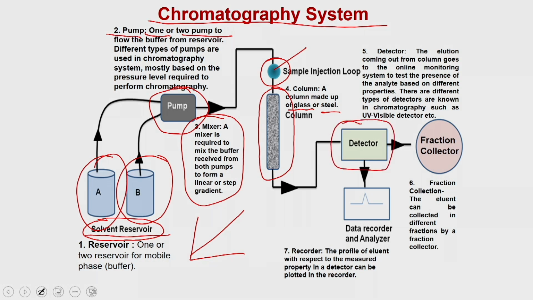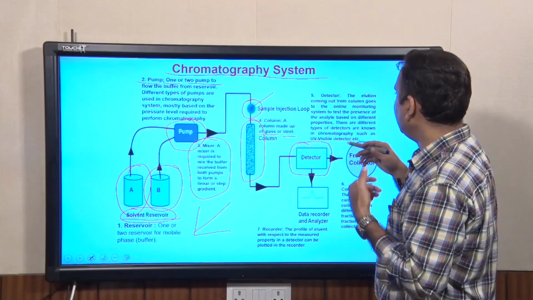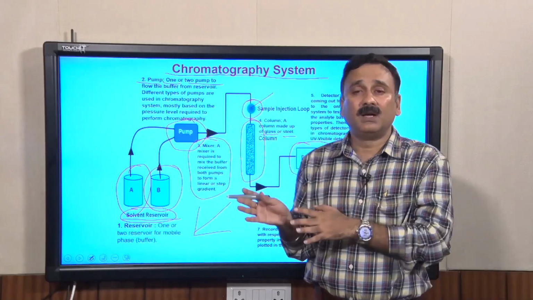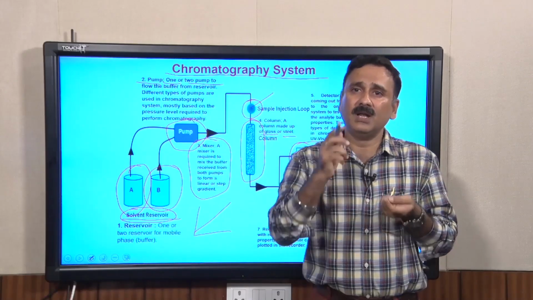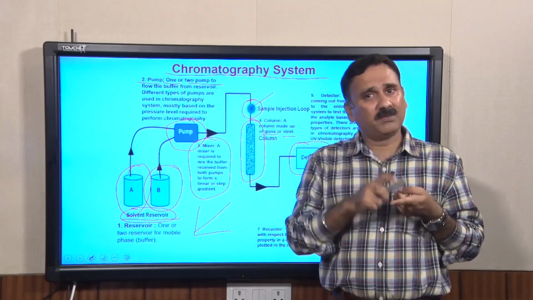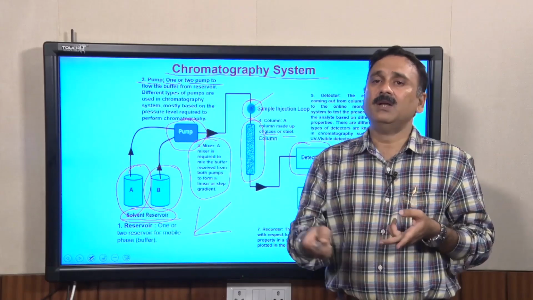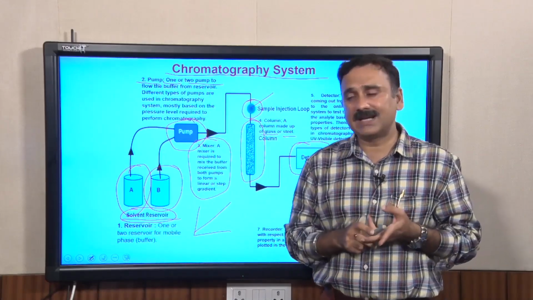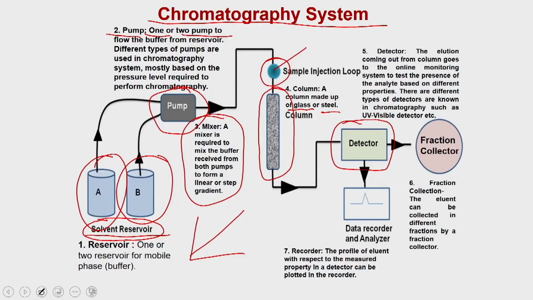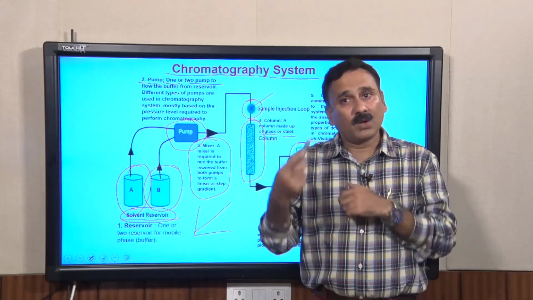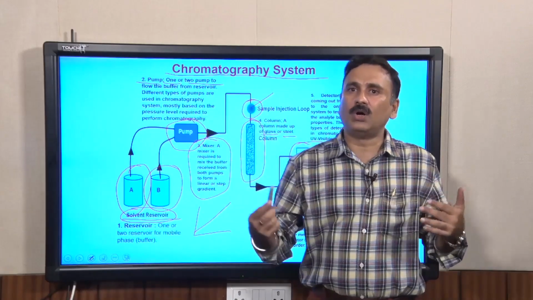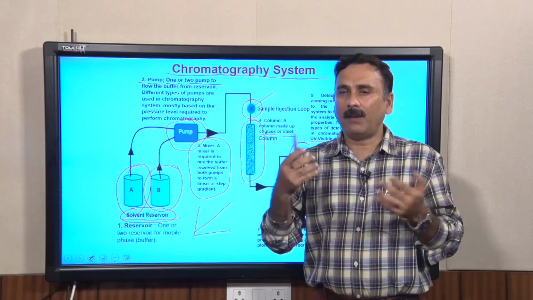The detector's job is to detect the flow of the biomolecules. The detector could be of different types, depending on what kind of properties you would like to monitor. If you would like to monitor only UV visible phenomena, then you can have the UV visible detector. If you want to detect fluorescence, then you can have the fluorescence detector. If you want to detect molecular weight, then you can have mass spectrometry and so on. So, depending on the detector, the cost of the purification system also will go up.